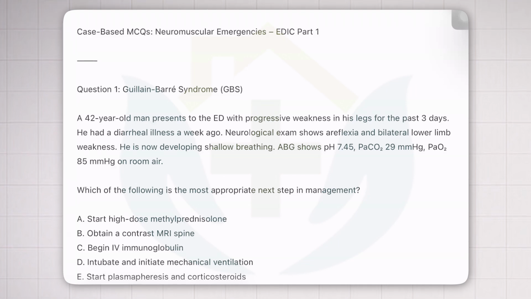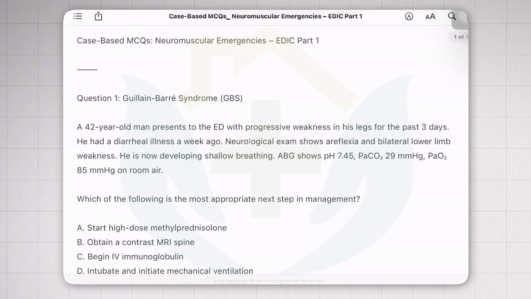So this patient basically looks like he has a progressive neuromuscular deficiency, which is ascending in pattern, most likely fitting in the bracket of Guillain-Barré syndrome. Now the thing is that this patient has developed shallow breathing. Shallow breathing means signs of respiratory muscular weakness. So this is the clue to the answer.